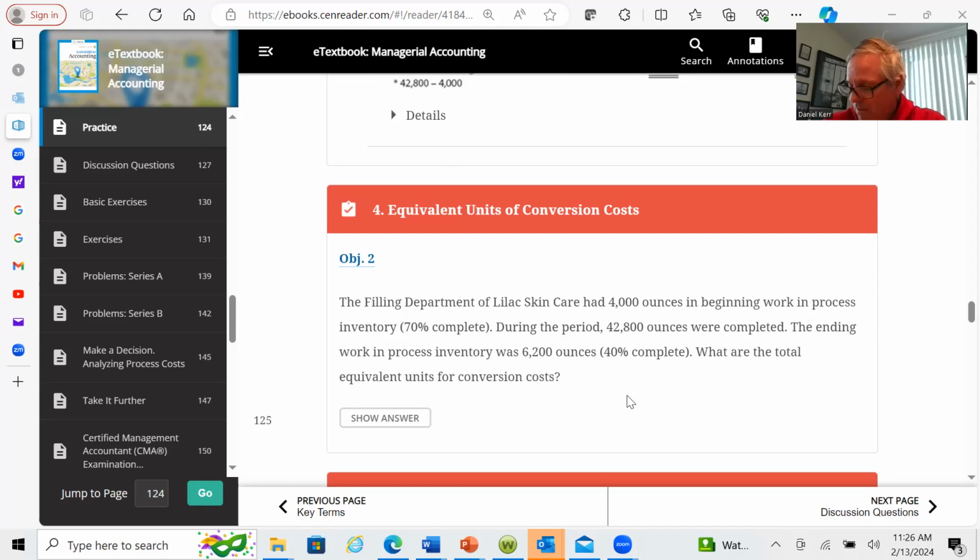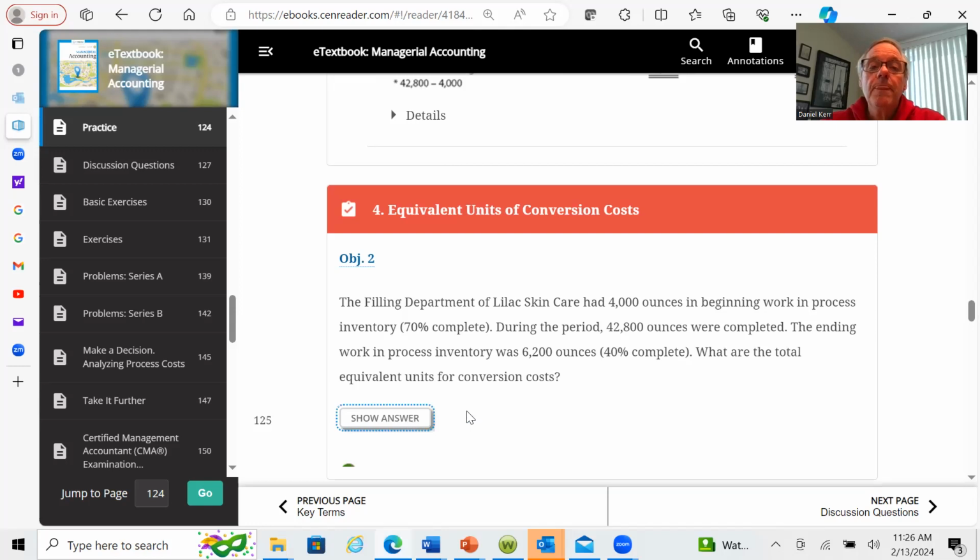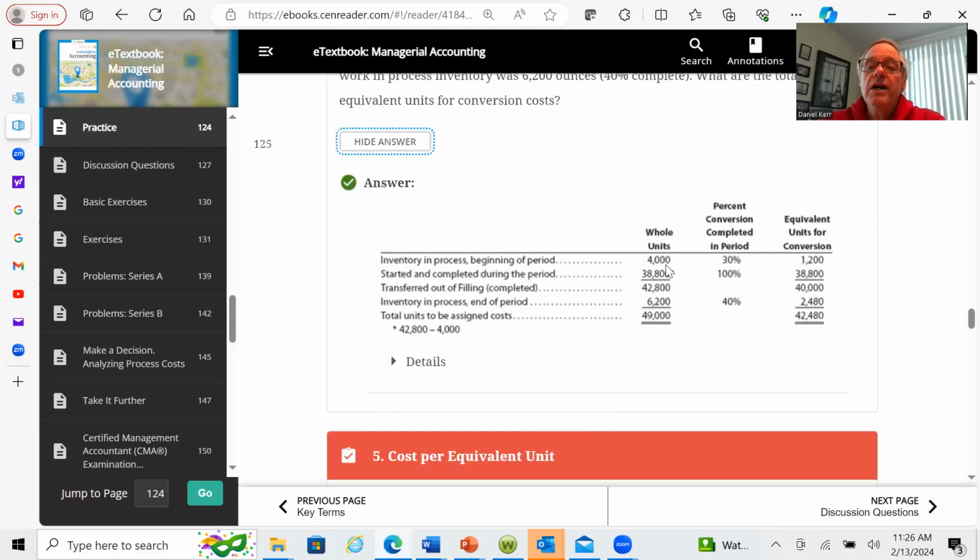So let's go ahead now and show you, and again, hopefully you struggle with this on your own. Let's come up with the equivalent units for conversion costs. So the beginning work in process was 4,000 units. So 30%, if it was 70% complete last period, you can assume it was 30% complete this period. We started and completed 38,800, 100% complete with regard to conversion costs. And then the ending work in process, you had 6,200 units, but they were only 40% complete.